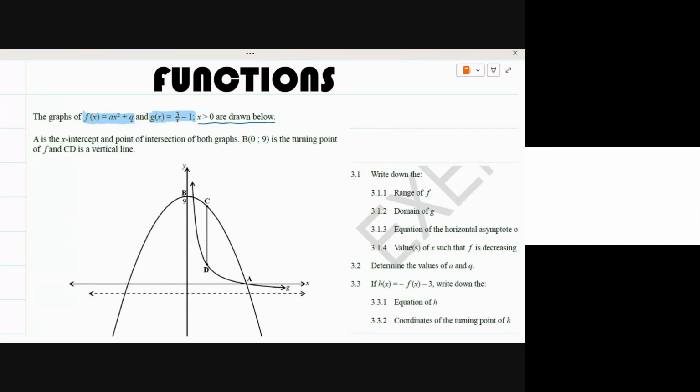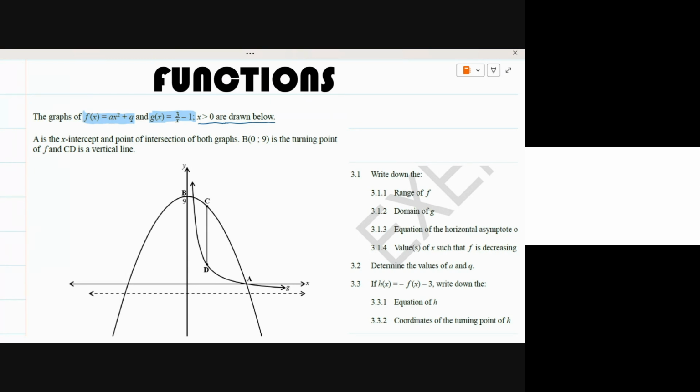What two functions have we been given, grade 10s? What two functions? Who can tell me? Or rather, I can ask what graphs. Good. Gift, one of them is a parabola. What about the other? And a hyperbola. Amazing. All right.